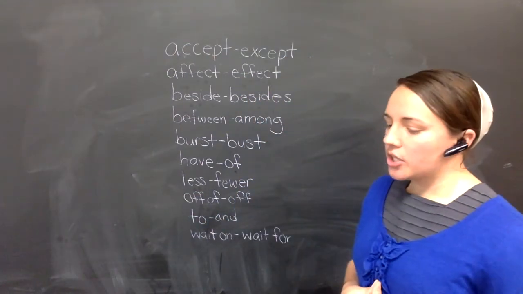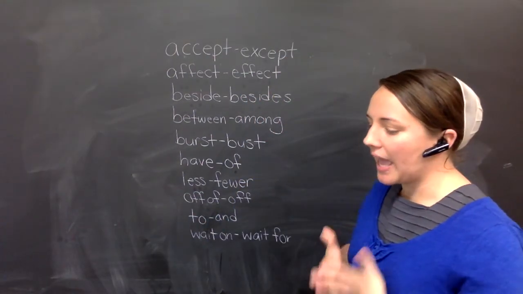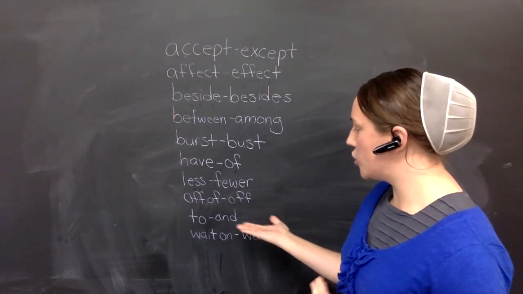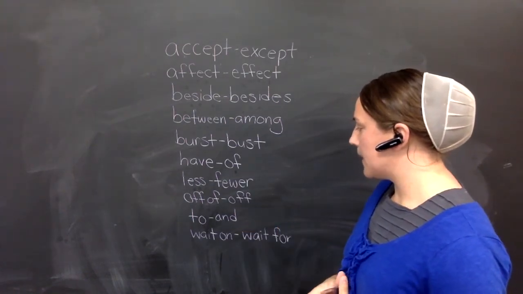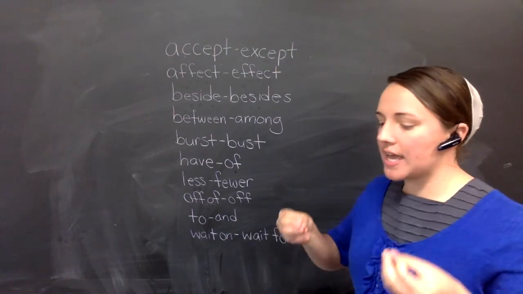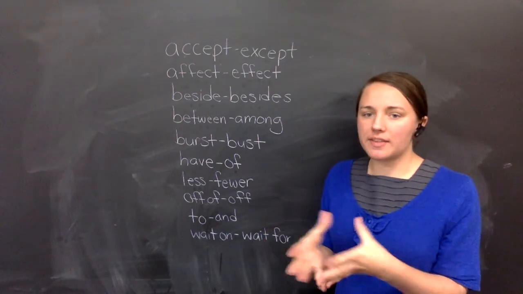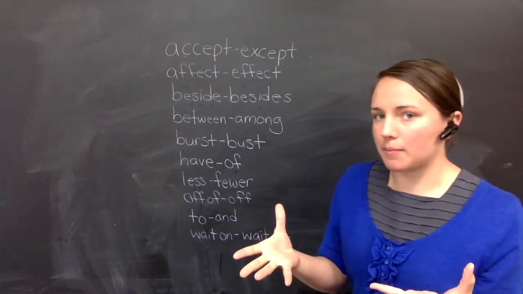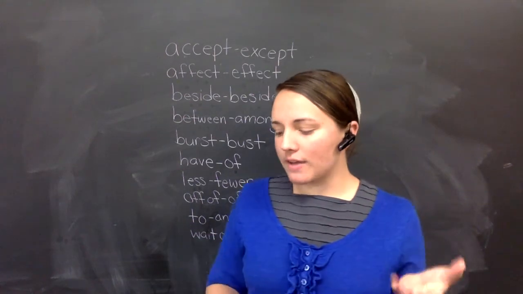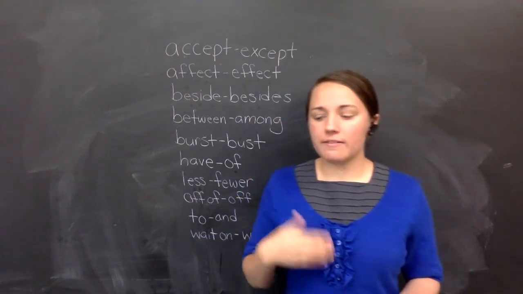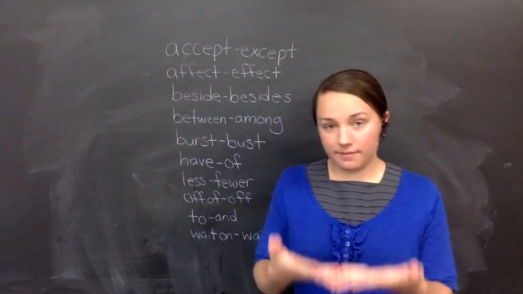To and and. Never use and for to after the word try. So if you're trying to say try to remember my birthday, don't say try and remember my birthday. That's incorrect. Wait on and wait for. Wait on means to serve. Wait for means to wait for.